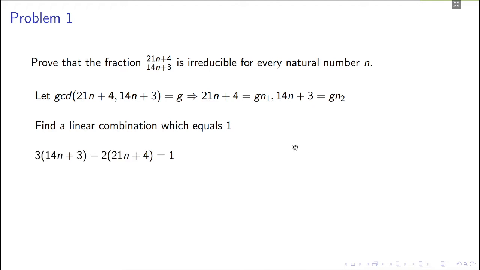And you can see that 3 and minus 2 works. 3 and minus 2 will cancel this n term, and after that, you only get 1. So now you put the G n1, G n2 terms here, and what you see is that the product of two numbers is 1. And G is positive, so G must be 1. So the GCD is 1, and that's what you have to prove. And if you want to learn more about this method, you should check out Euclid's algorithm. That's where this comes from.